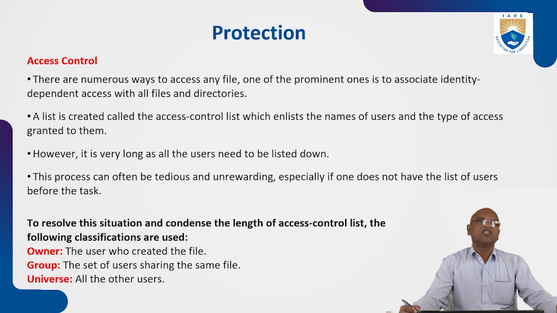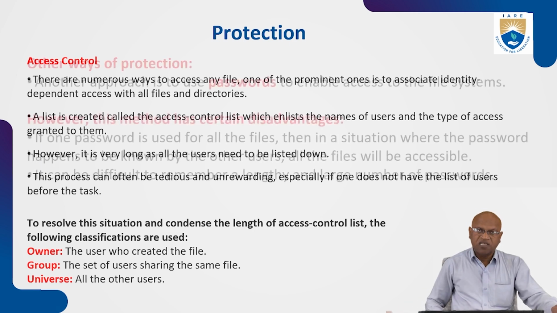However, it is very long. All possible users need to be listed down. This process can often be tedious and unrewarding, especially if one doesn't have the list of users before the task. So to resolve the situation, condense the length of the access control list: owner, group, universe. Owner means whoever created the file is always permitted to access the file. Group: we will allow the permission to access the files for a set of users sharing the same file. Universe, that is public. All the users can use it. Anybody can access.